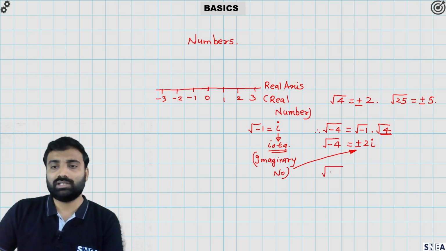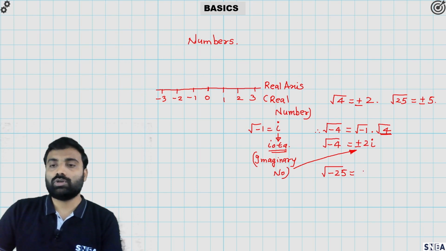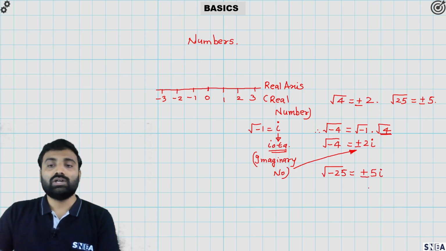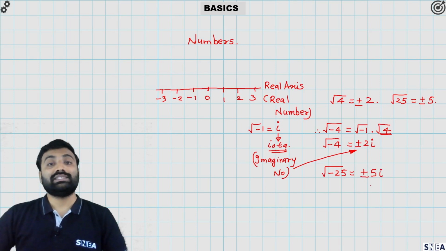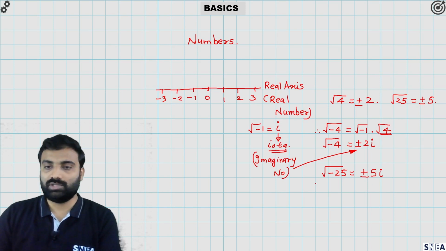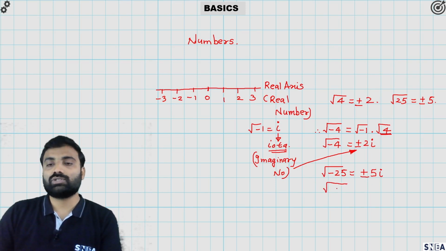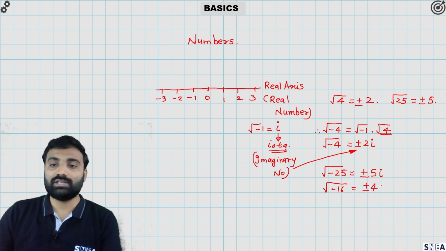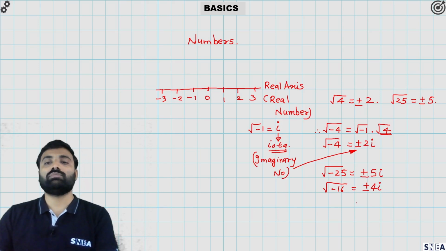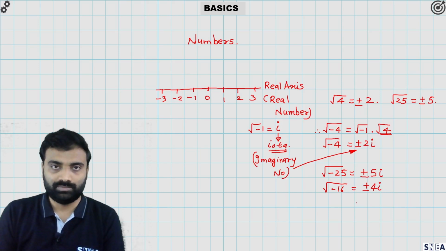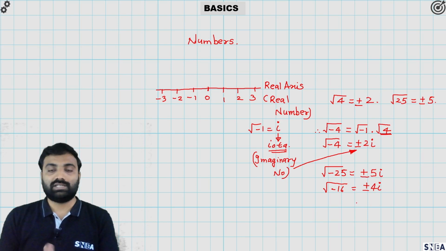Let us take another example. √-25. Okay, so 25 is the square of 5, no? So first write ±5. If minus is there, put it as i. So ±5i is yet another imaginary number. Okay, if I ask you √-16, what will you say immediately? Sir, it will be ±4, minus is there, so iota, so it will be ±4i. I hope you are understanding this.